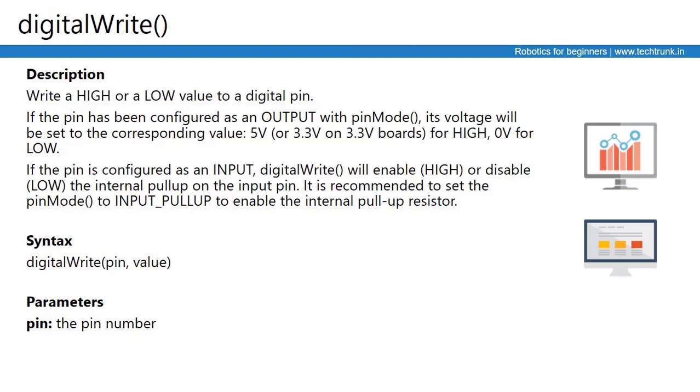If the pin is configured as an input, digital write will enable (high) or disable (low) the internal pull-up on the input pin. It is recommended to set the pin mode to input pull-up to enable the internal pull-up resistor. The syntax is digitalWrite(pin, value), where pin is the pin number and value can be high or low.